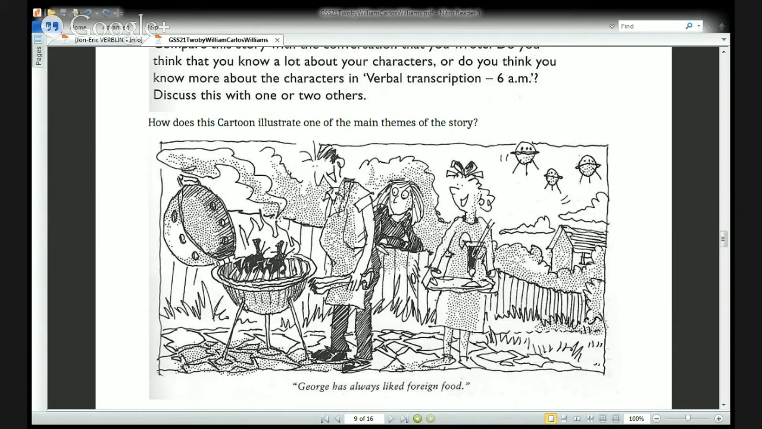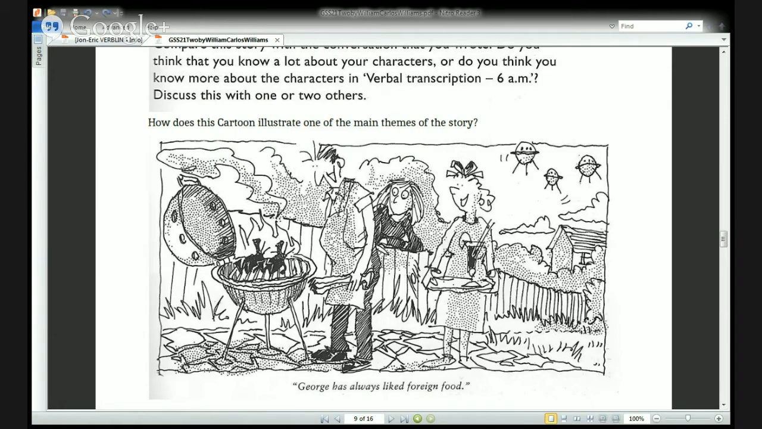Haven't you heard about it? Nope. I'm afraid not. Well, I've been out of America for quite a while, so maybe I missed that. I think, Luo, you're right. The alien spacecrafts look very similar to the guy's grill. They look about the same. And can you read the caption there, Luo? Yes. George has always liked foreign food, so I think the foreign food is a metaphor for alien.